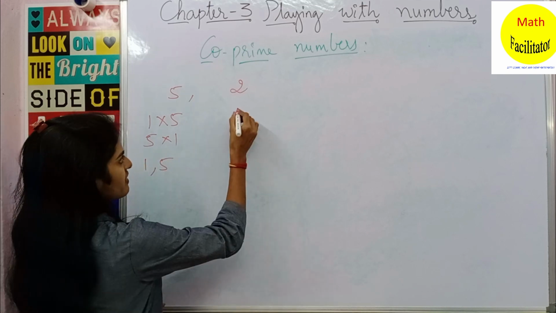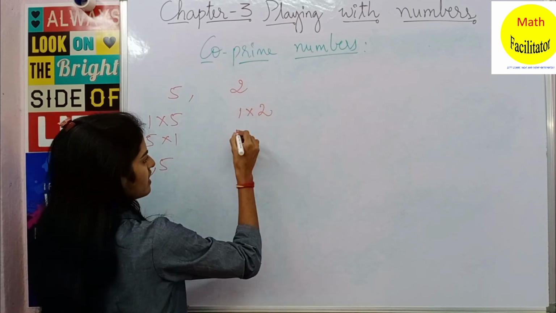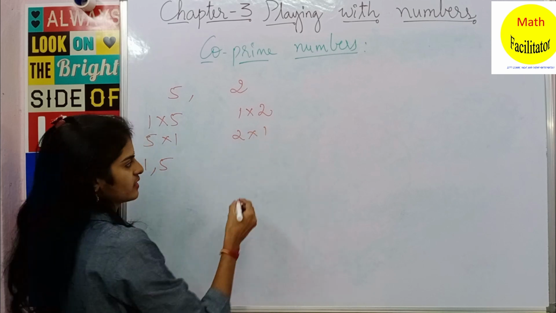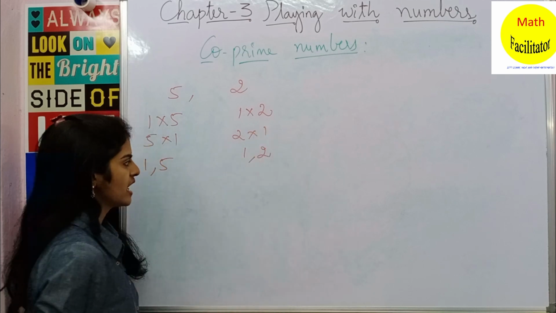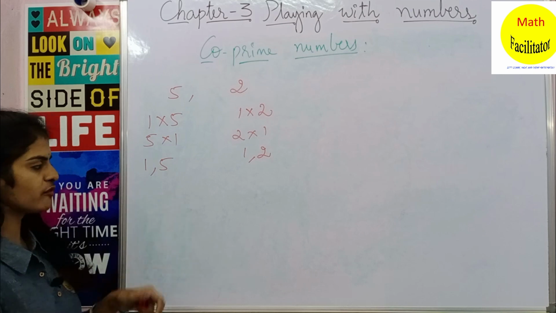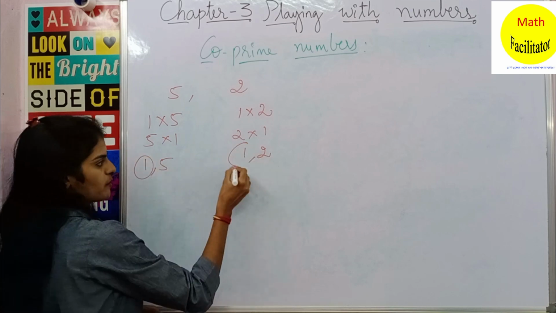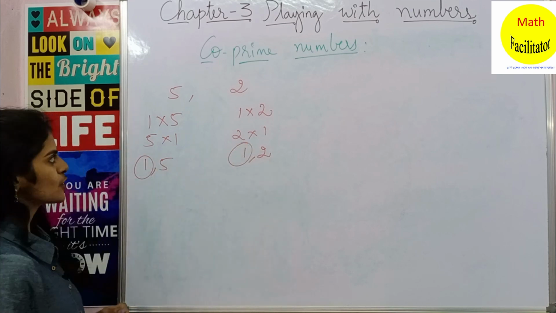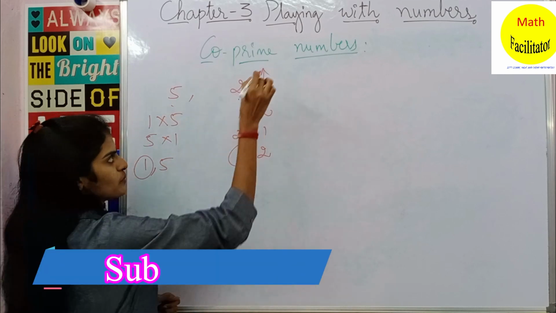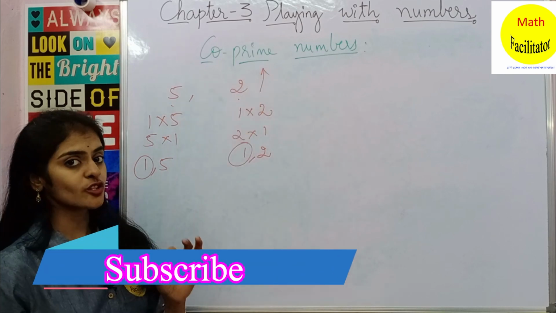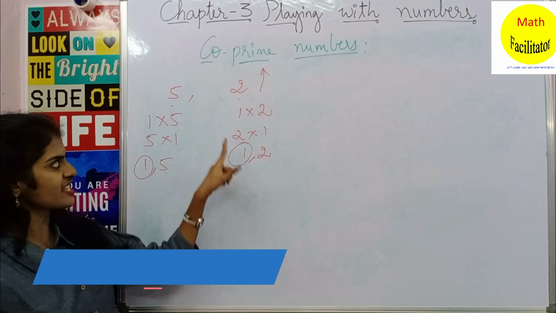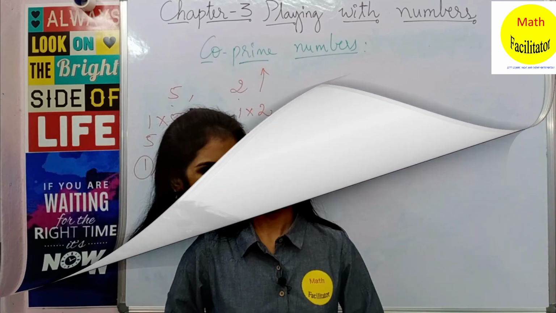Now for 2, the factors are 1 into 2 and 2 into 1. So factors are 1 and 2. Now if you want to find the common factors, you find only 1 in common for both the numbers. So these two numbers are called co-prime numbers, numbers whose common factor is only 1. Now let us talk about prime factorization.